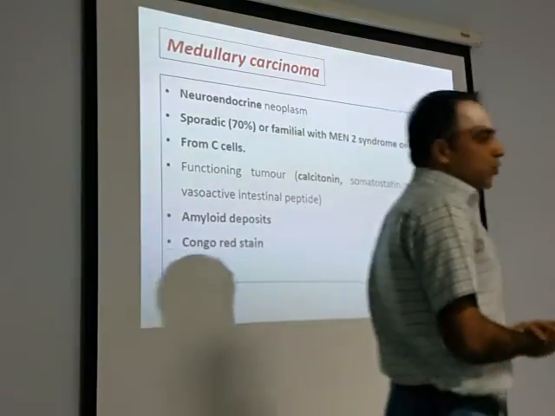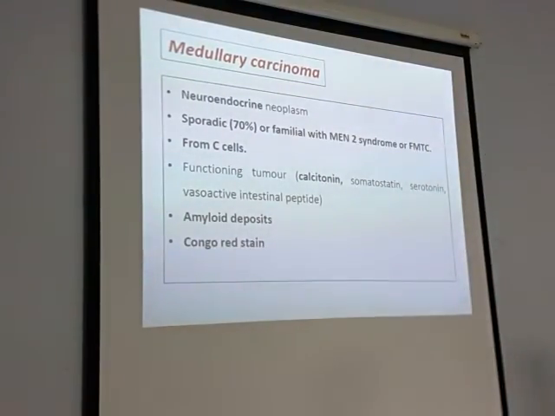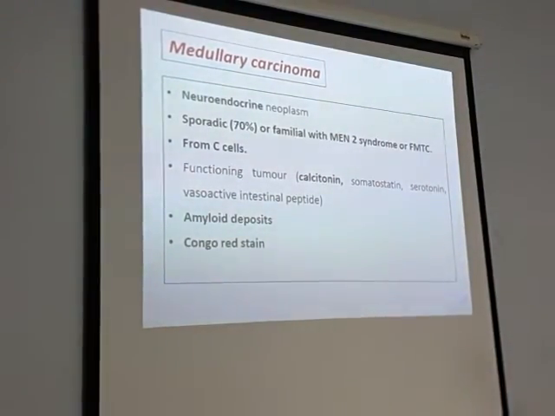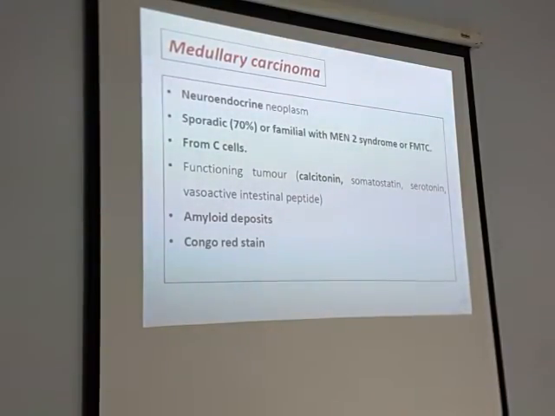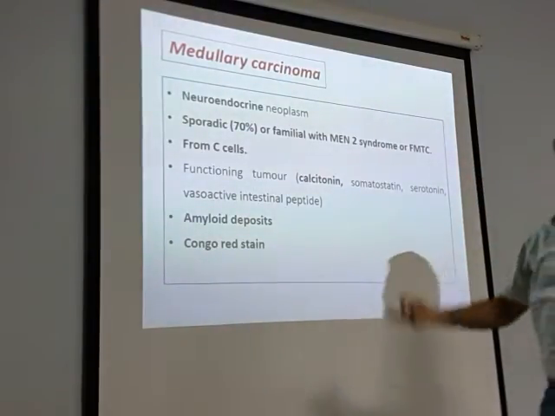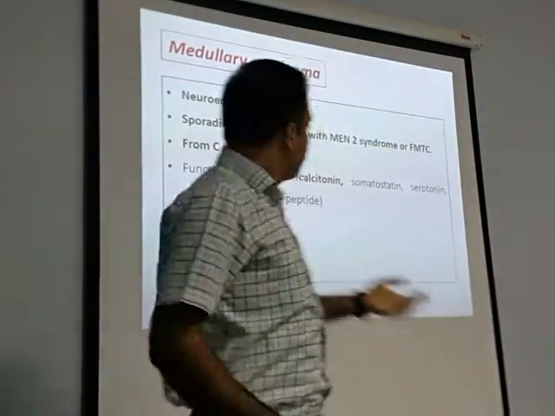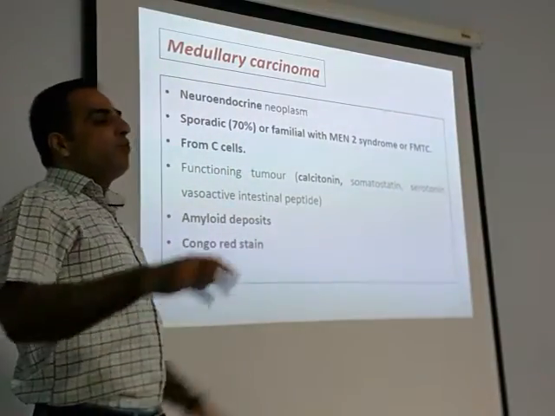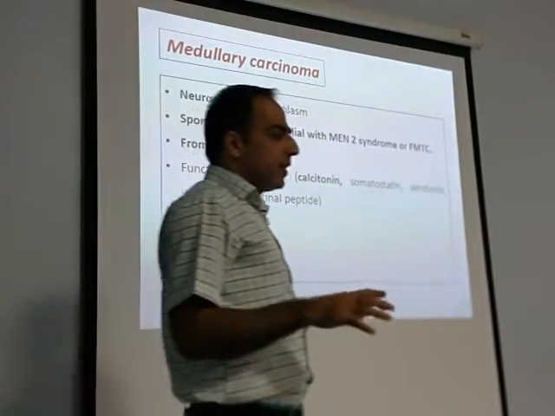Now the medullary carcinoma. What is medullary carcinoma? The medullary carcinoma is not derived from the follicular cells. It is derived from parafollicular cells or the C cells. Okay? So this is the difference. The others are derived from follicular cells, but these are derived from the C cells or the parafollicular C cells, and this is a neuroendocrine neoplasm. Okay? And it may be sporadic. 70% of the cases are sporadic.